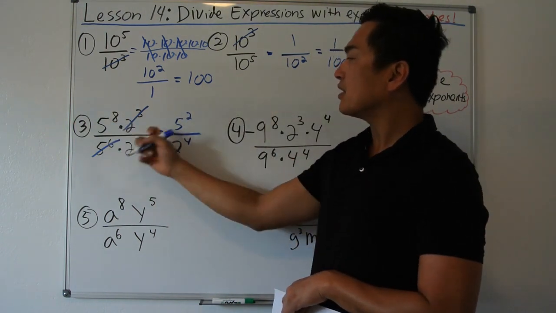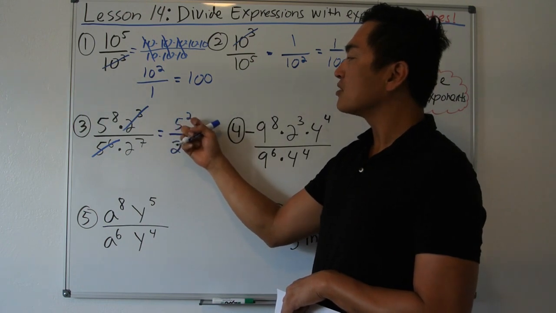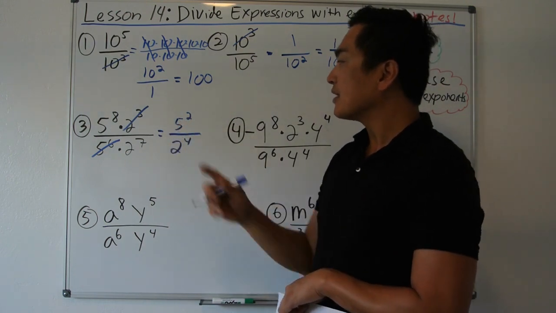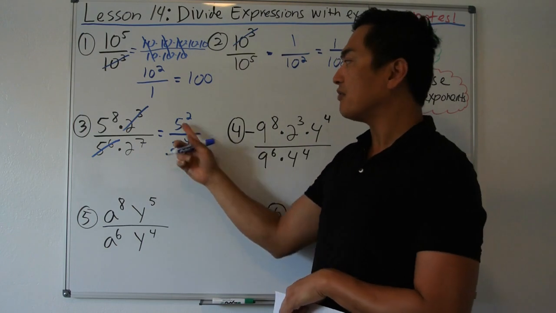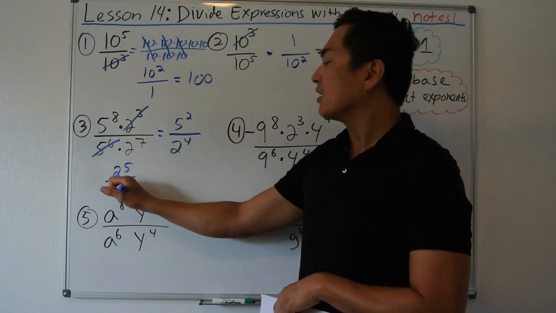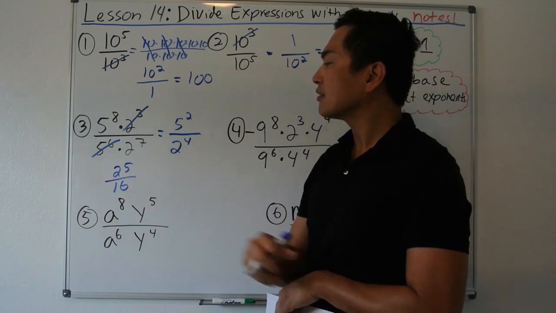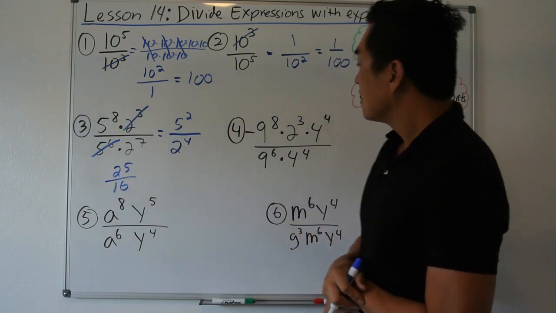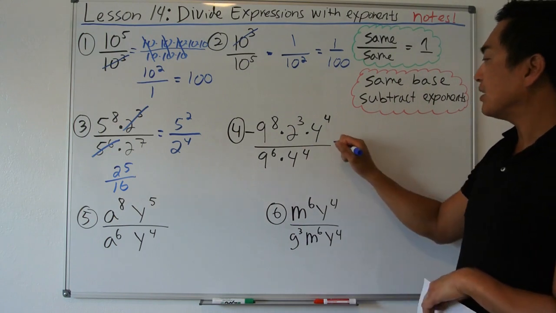Again, subtract the exponent, there's more 5's to the 2nd power on top. And now we have to compute this since it's a number, so 5 to the 2nd power is 25, and that will give you, I believe, 16. Alright, number 4, so same thing.